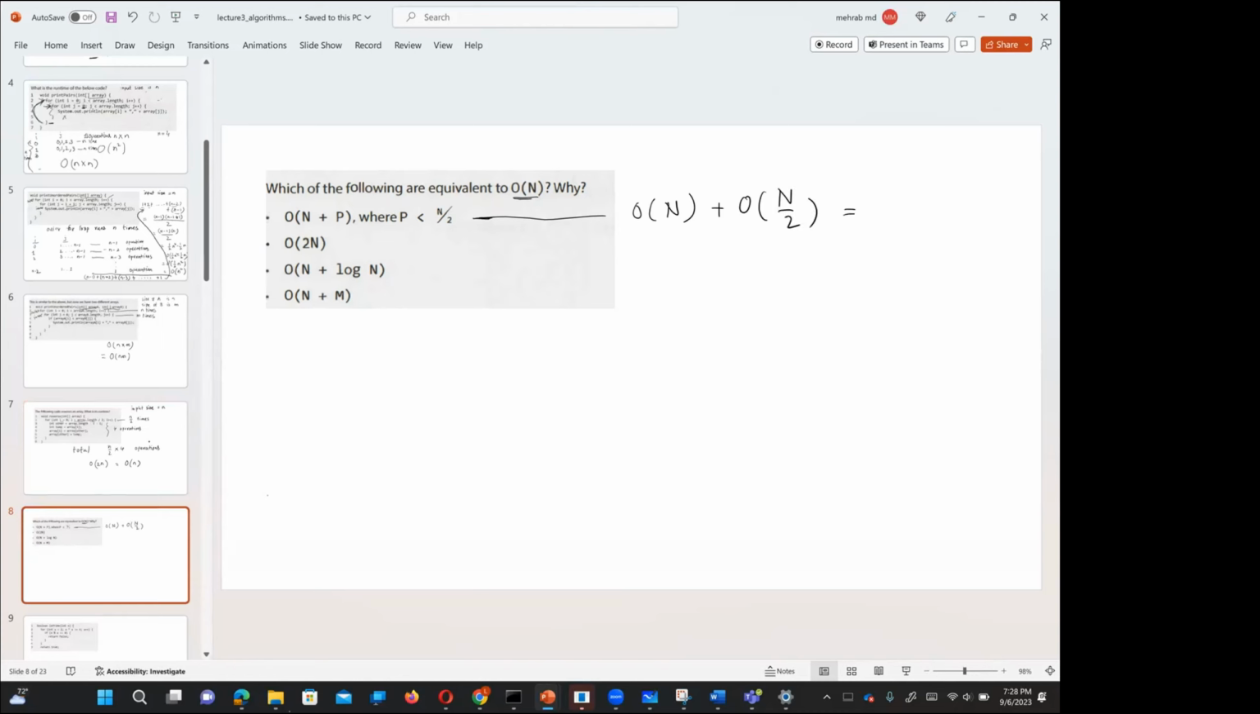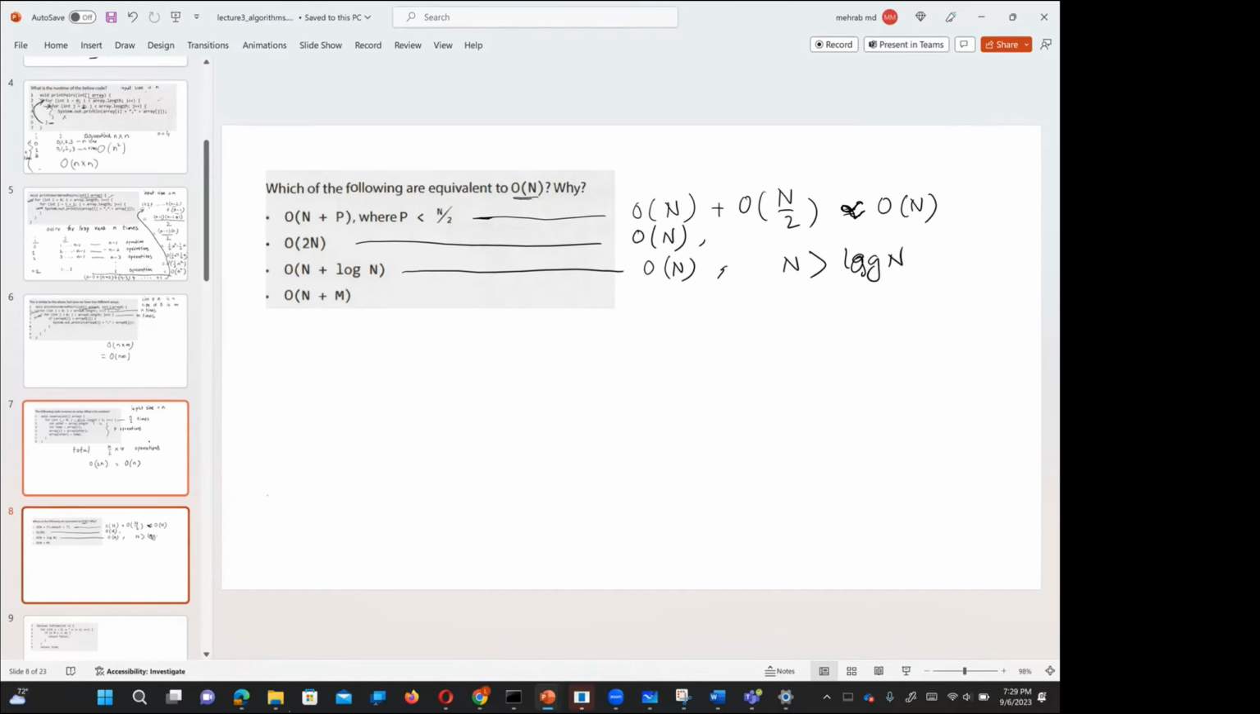Because it's just proportional to order of n. Order of 2n, can we write it as order of n? Yes. Next one, order of n plus log n. Can we say this is also order of n? Because n is bigger than log n, that means n is the dominant term, right? So this also can be written as order of n.